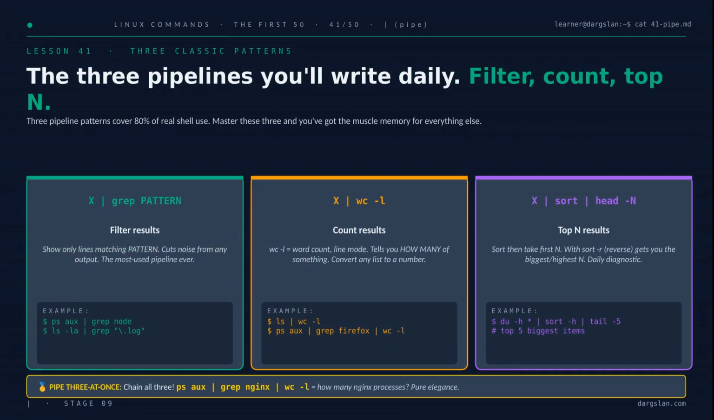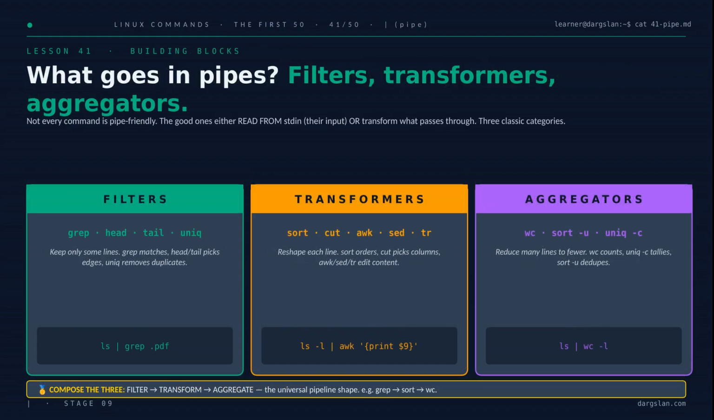Now, here's the secret. 3 patterns cover roughly 80% of everything you'll ever pipe. Filter with grep, show me only what matches. Count with wc -l, how many lines came through. Top N with sort and head. Give me the biggest, the smallest, the first few. And the magic, chain all 3 together. ps o, grep nginx, wc tells you exactly how many Nginx processes are running. Pure elegance.